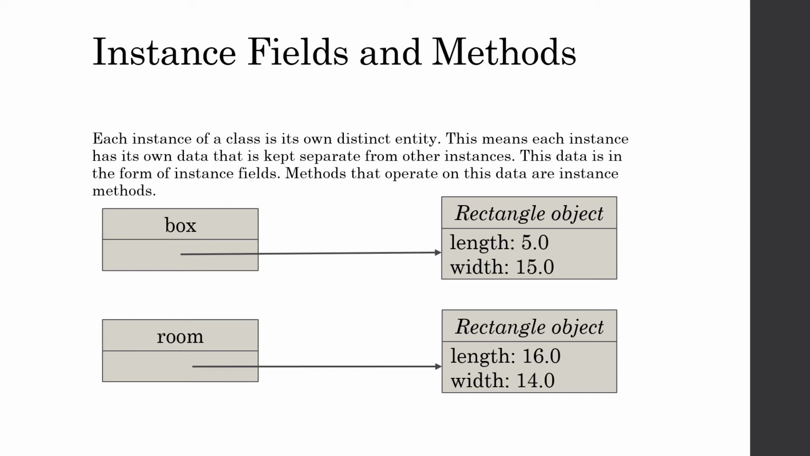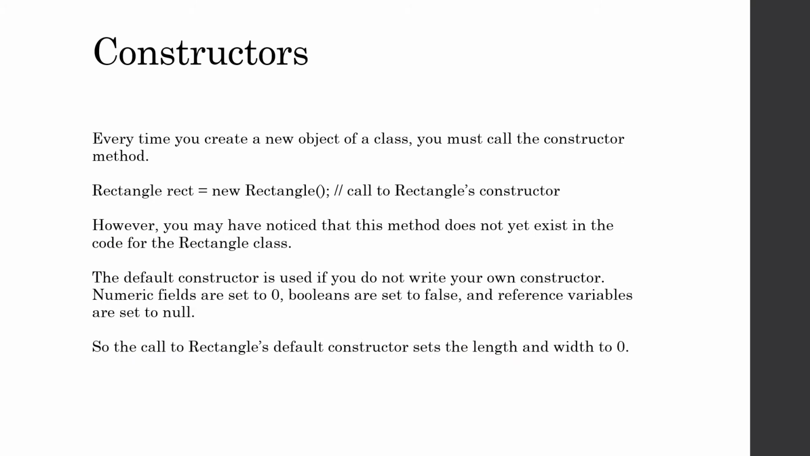So to kind of add on to this idea of instance fields and methods, there's going to be another method that we're interested in that is very important about distinguishing between one object and another. And that's going to be the constructor method. So every time that you create or construct a new object of a class, you must call the constructor method.